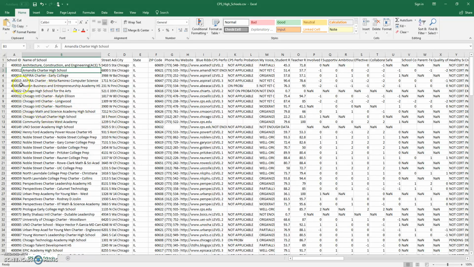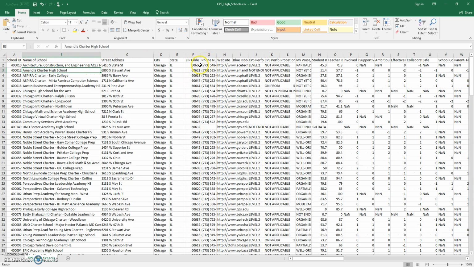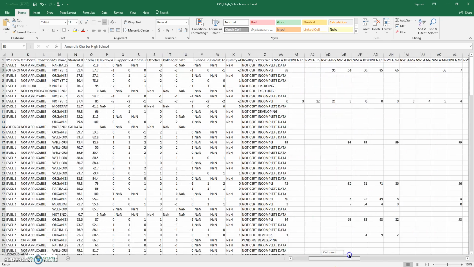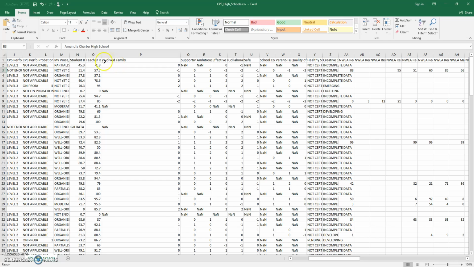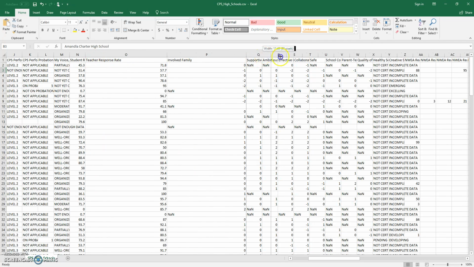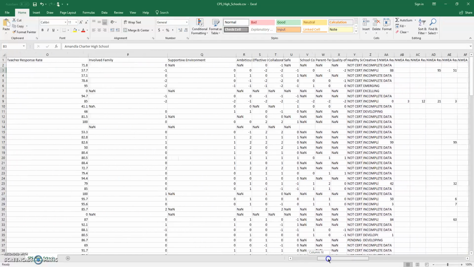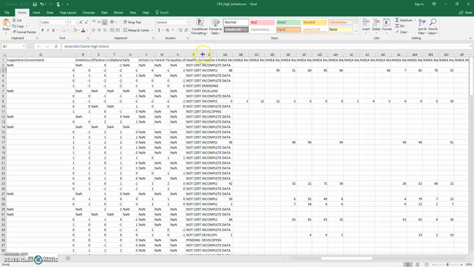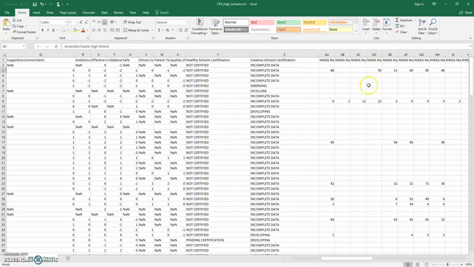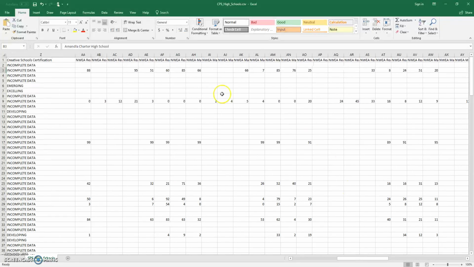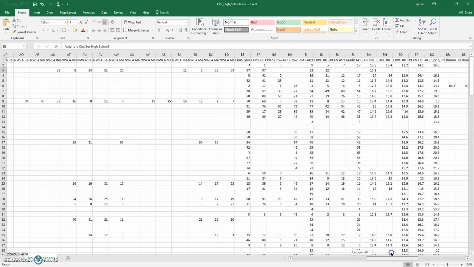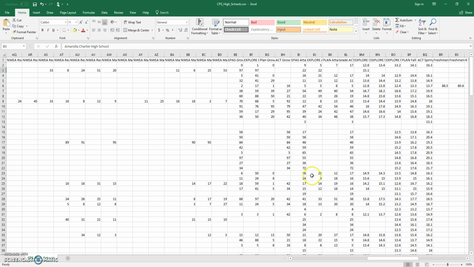Some of the information that is given: it gives a school ID, name of school, street address, obviously Chicago, Illinois, zip codes, phone number, websites, and some small things like blue ribbon awards. Some of the stuff that we actually analyze gives how involved the family is, teacher response rate, supportive environment, lots of quality of life things about the school in question, whether or not it's a healthy school, if it has a creative school certification, and a bunch of reading statistics on the reading performances of the school.